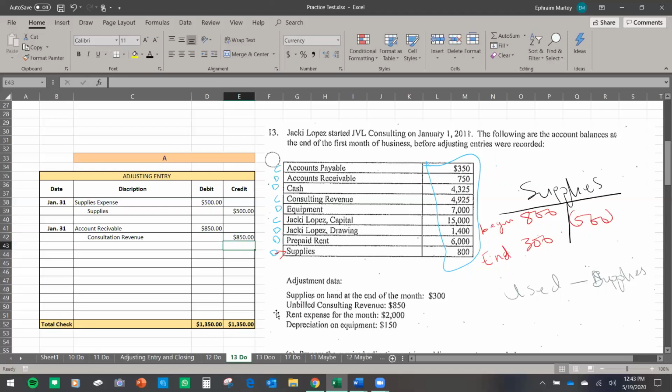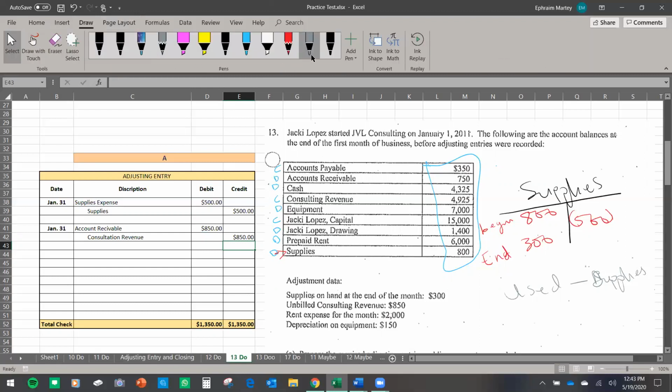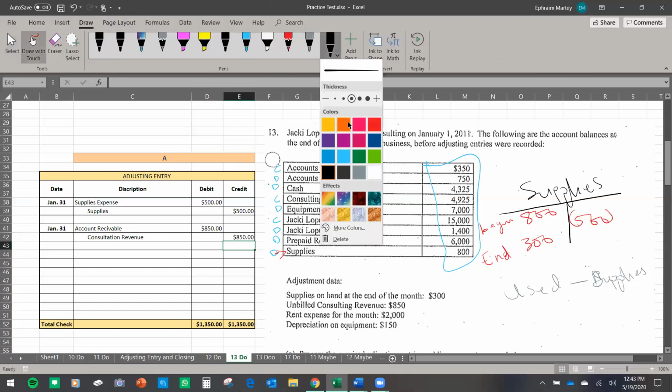So we have them here. Okay, great. And then the third one says rent expense for the month is $2,000. This is just straightforward. Okay, you know your rent expense is like that. And where is it coming from? You have your prepaid rent. So that means your prepaid rent is reducing by that amount.